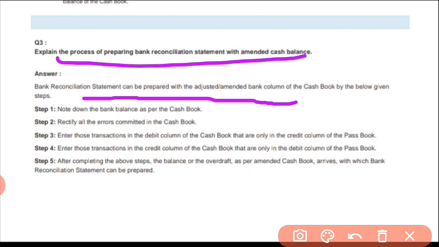Number 1, you have to note down the balance as per cash book. Where will you get the balance as per cash book? Beta, you can get the balance as per cash book either in the beginning of the question or at the end of the question. Sometimes balances as per cash book are given, and sometimes balances as per passbook are given.